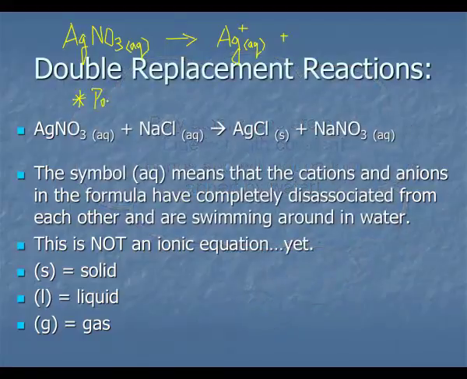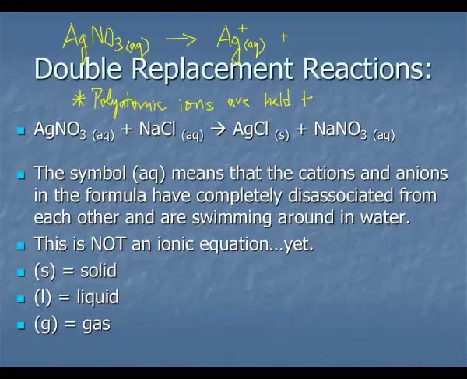All polyatomic ions are held together with covalent bonds. Covalent bonds. Can water break apart covalent bonds? No. So up here, this nitrate, the NO3, is going to be held together. It stays intact. And yes, nitrate has a -1 charge. So when silver nitrate dissolves in water, it's going to make 1 silver and 1 nitrate. And the nitrate is not going to decompose into nitrogen and oxygen.